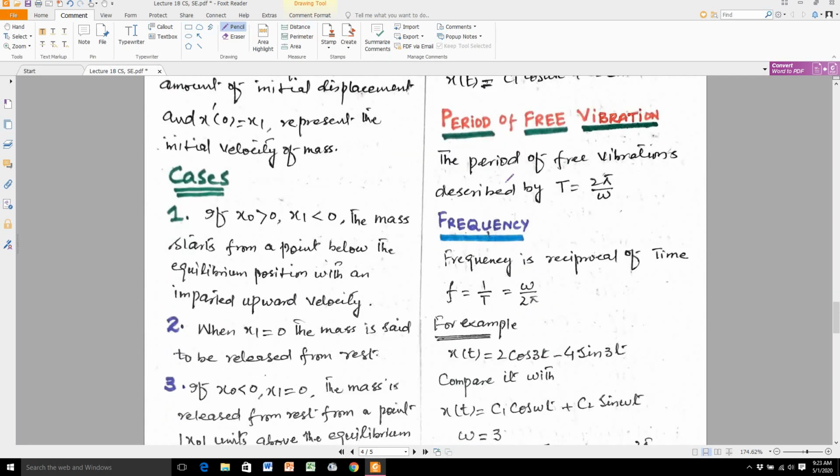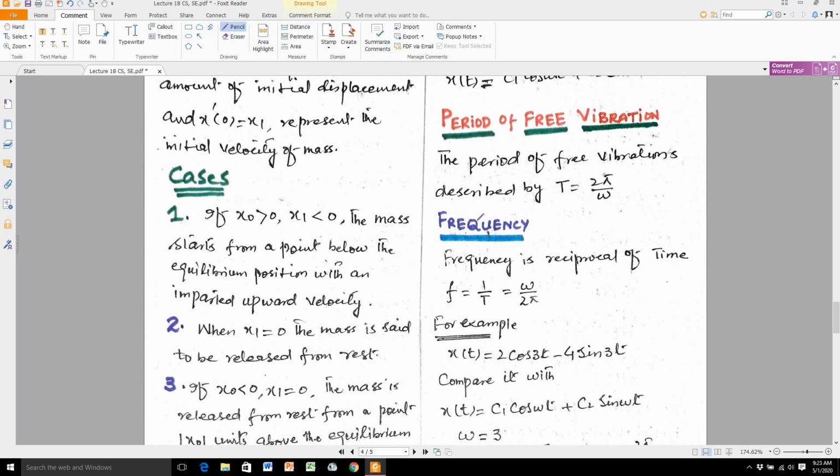And some more concepts. Period of a free vibration. The period of free vibration is described by T is equal to 2 pi over omega. The time period shows how much time is required to complete one vibration. Time period means the time in which a wave completes its motion. That is called the time period of the vibration.